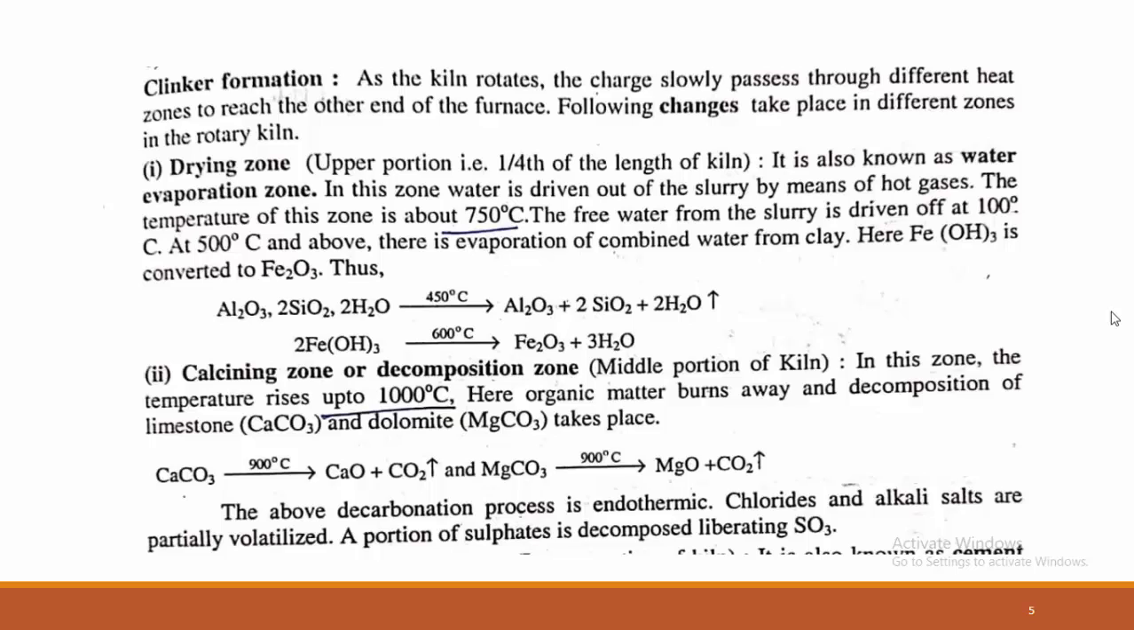place. Because of the higher temperature, calcium carbonate decomposes into calcium oxide, carbon dioxide is removed, and magnesium carbonate gives magnesium oxide. The above decarbonization process is endothermic. Chlorides and alkali salts are partially volatilized. A portion of sulfate is decomposed, liberating SO3. It means that in the decomposition zone, the decomposition of lime and dolomite takes place, in the middle portion of the kiln.